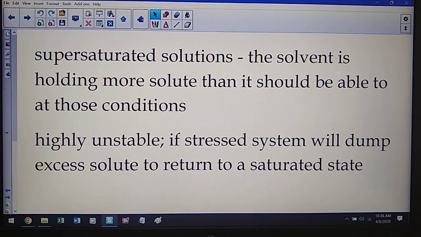And that actually could be like even putting in more solute, trying to make more dissolve. If you are beyond stuffed and somebody comes up to you and says, here, take one more bite of this pie, you might get sick. So supersaturated solutions are highly unstable. If screwed with, they will precipitate out the excess.